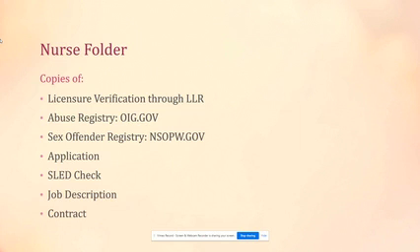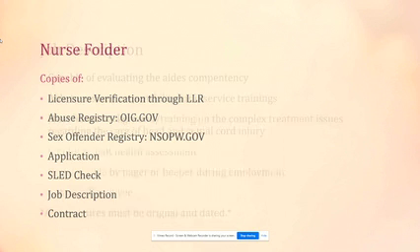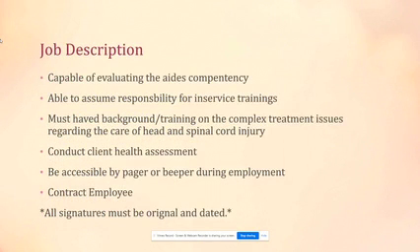You're going to need to conduct a background SLED check, have a signed job description, and a contract. Although your governing bodies aren't going to look for a contract, that is just something that you should have as an agency owner. In the job description, you want to make sure it lists something along the lines of these components: capable of evaluating the aide's competency, able to assume responsibility for in-service training.